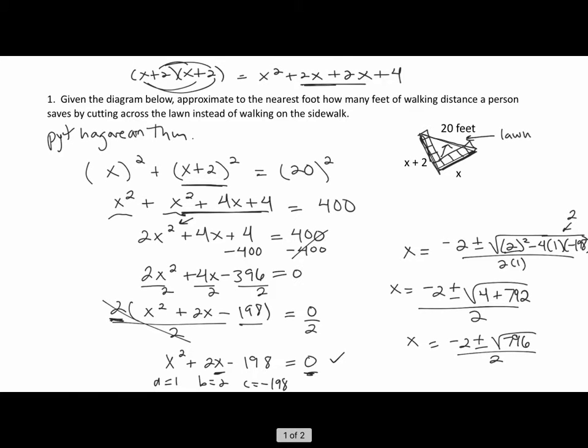And then let's see if we can simplify that. So let's see if we can simplify 796, get some prime factors here. 2 goes into it 398 times. 2 goes into that 199 times, which doesn't have any factors. So we do have 2 factors of 2. So that's going to simplify to the square root of 4, which is 2, and the 199 stays inside, all over 2.